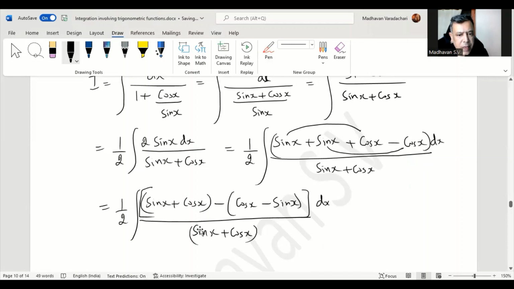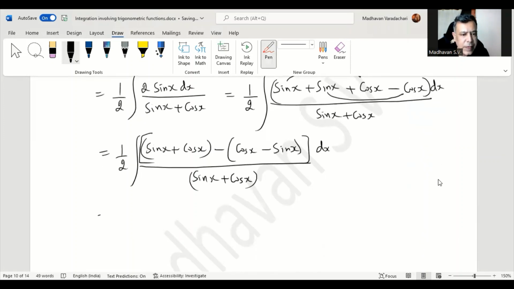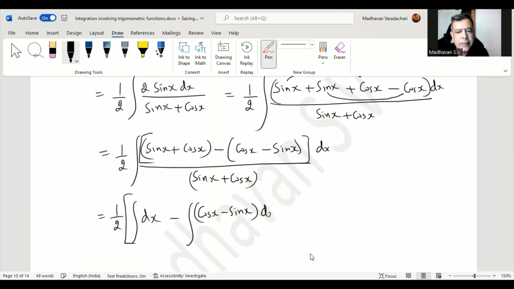Now, individually we will divide; we will rewrite it as 1 by 2 times, let me open a bracket. Individually, if I divide this by this, it is 1. So I can simply write dx minus integral cos x minus sin x dx divided by sin x plus cos x. Close the brackets. Now, the first one, 1 by 2 will be common.